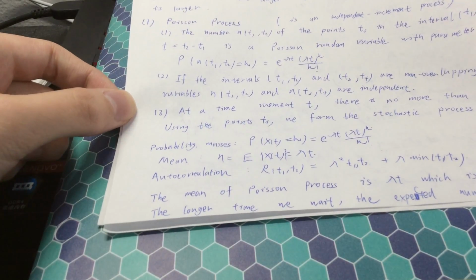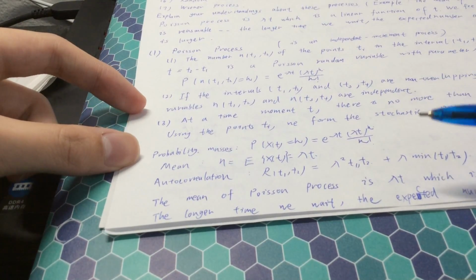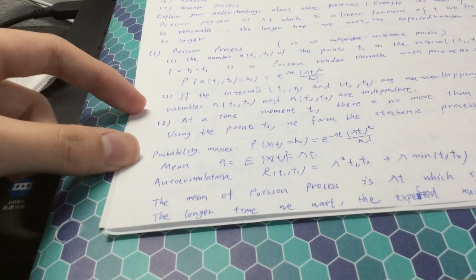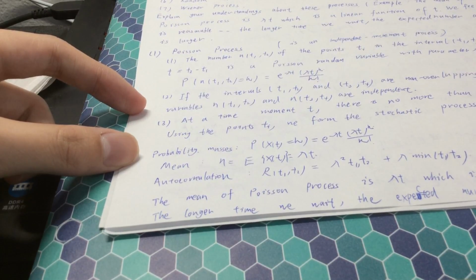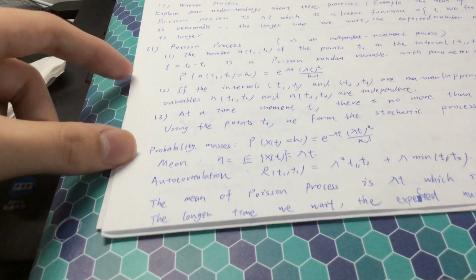From the definition and properties of the Poisson process, we know that the mean of the Poisson process is lambda times t, which is a linear function of t. The longer we wait, the larger the expected number of buses.